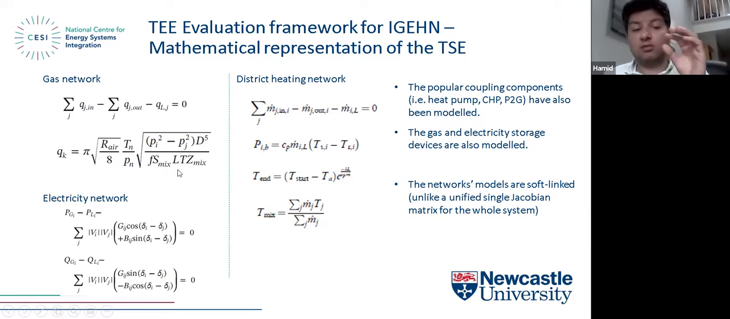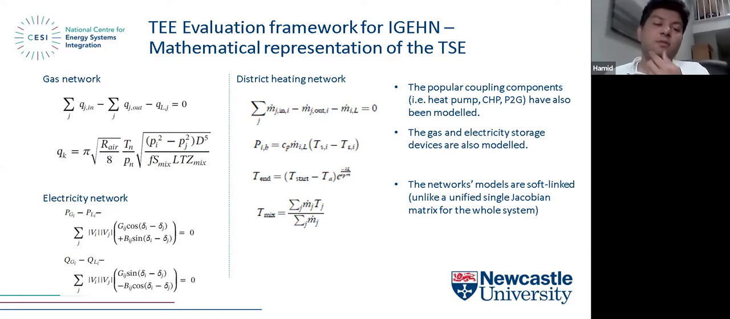I just wanted to let you know that in our model, we actually consider the mixture of the gas. For example, if you have high amounts of hydrogen, very low amounts of hydrogen, or different components of the gas, for example methane, ethane, butane, or nitrogen, any components that your gas mixture has, we can consider in this network, in this simulation.